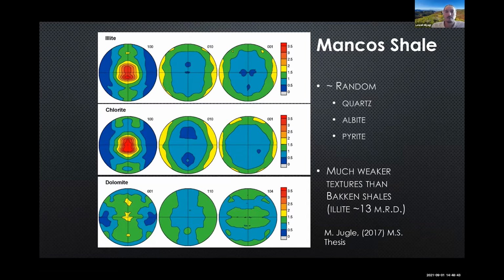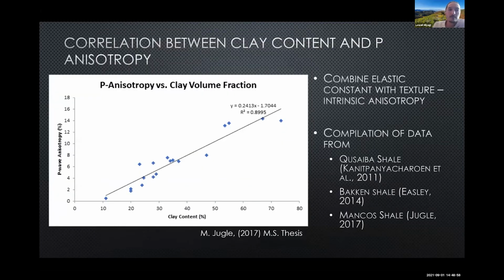This is an example of a Mancos shale that's in Utah. This is a master's student of mine. The Mancos has much weaker textures than the Bakken, where the Bakken has about 13 MRD, the Mancos is about 3.5. You can then do something with this that's more useful than just measuring the textures. You can take your elastic constants and combine those with texture for all the phases in here, and you can calculate something like P-wave anisotropy.